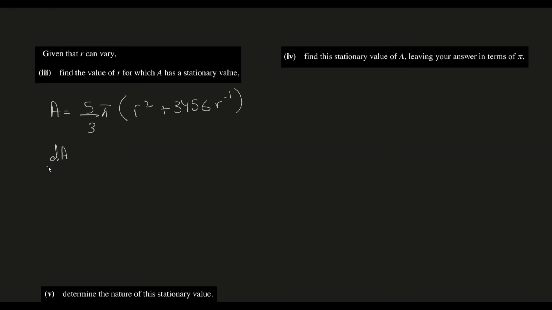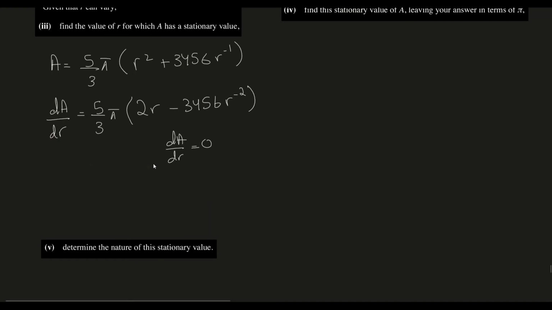So dA over dr, this is 5 over 3 pi. If we differentiate r square, we will have 2r, and if we differentiate 3456 r minus 1, the minus 1 will become the coefficient over here, multiplied with the coefficient, and this will be minus 2. So minus 3456 r minus 2. Okay, now we are going to equate dA over dr to 0. So dA over dr equals 0.